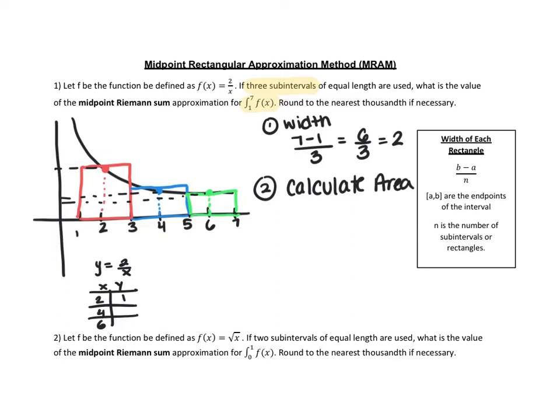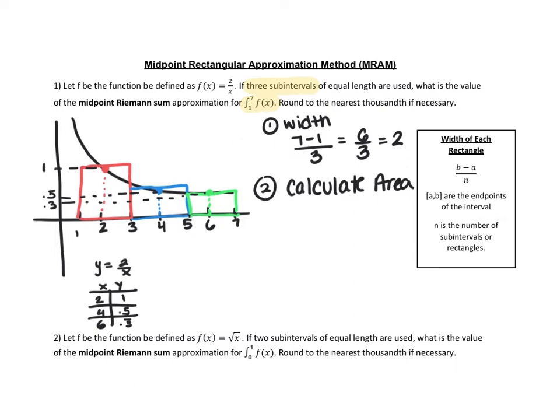2 divided by 4 is 0.5. And 2 divided by 6 is 0.3 repeated. So at x equals 2, we have a height of 1. At x equals 4, it's 0.5. And at x equals 6, it's 0.3 repeated.